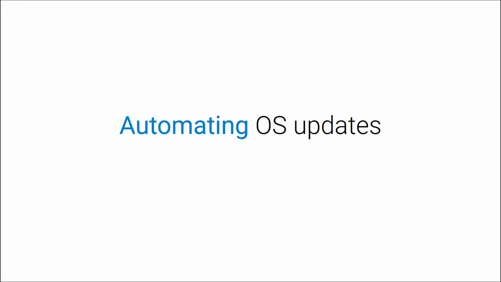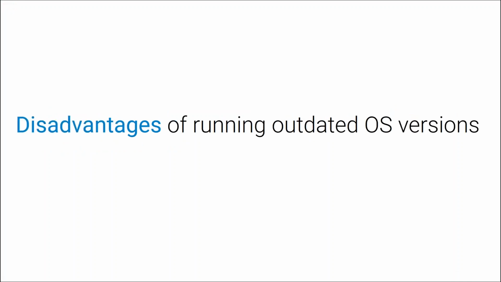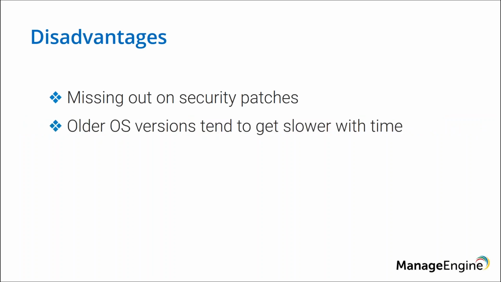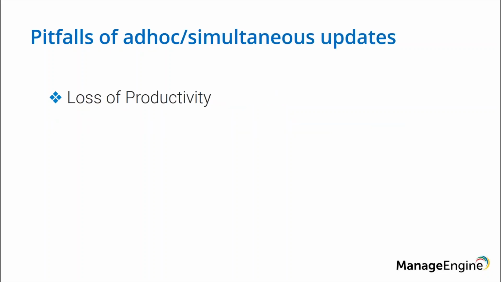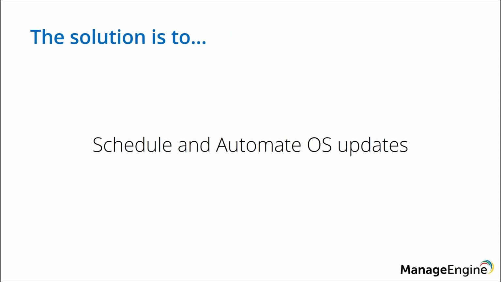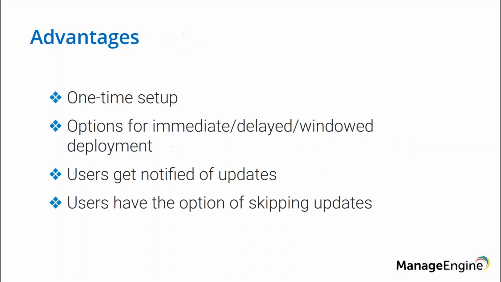And now I'm going to show you how we can automate the OS update. As you know, devices which are not updating the OS version miss out on security patches, and older OS versions tend to get slower with time. If you are using a lot of enterprise-based applications, they might not work with the oldest OS version. So we have an option to schedule and automate the OS update based on your requirement. It's just going to be a one-time setup.